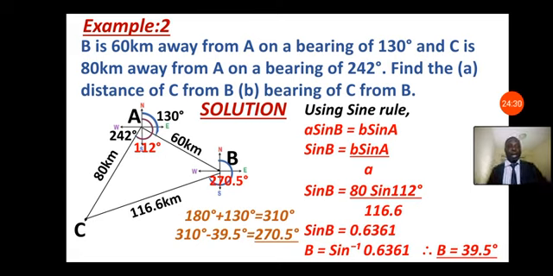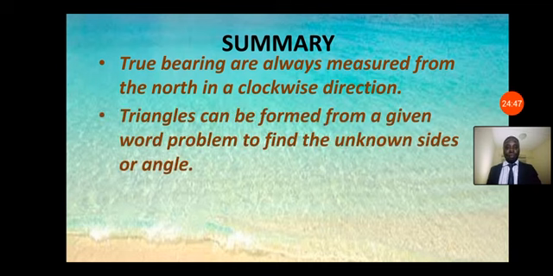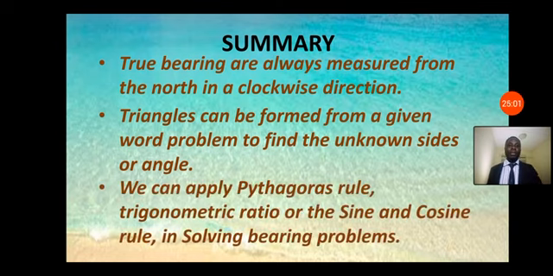So a quick recap of what we've done so far today. Yes, we just talked about the bearing. Now the true bearings are always measured from the north and taken in the clockwise direction. We also said the triangles can be formed from a given word problem to find unknown sides and unknown angles, especially in bearing and distance. And lastly, we said that we can use the Pythagoras rule, the trigonometric ratio, or the sine and cosine rule to solve problems in bearing and distance. Okay, perhaps that will be all we'll be talking about today.